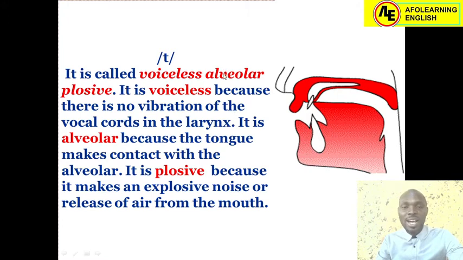Also, the sound is called alveolar because when you pronounce this sound, just as you can see on the screen, the front part of your tongue makes contact with the alveolar ridge. Now, the alveolar ridge is that speech organ immediately after your upper teeth. You can use the tip of your tongue to feel it. The tip of the tongue makes contact with the alveolar ridge when you pronounce the T sound.